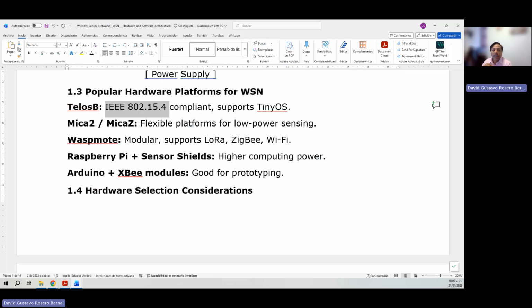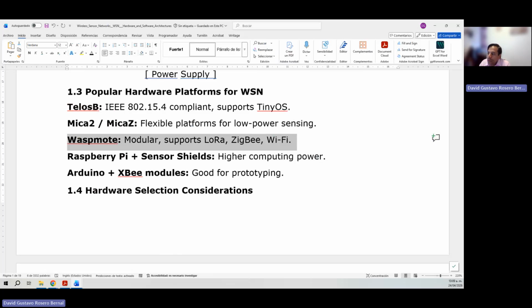We could have as well the MicaZ motes. Those are versatile platforms used widely for academic research, supporting low-power operation and multiple communication standards. We can have as well the Waspmote. These are designed for smart cities. They are used for environmental monitoring and industrial applications. They are modular and support multiple radios like LoRa, Wi-Fi, and Zigbee, among others.